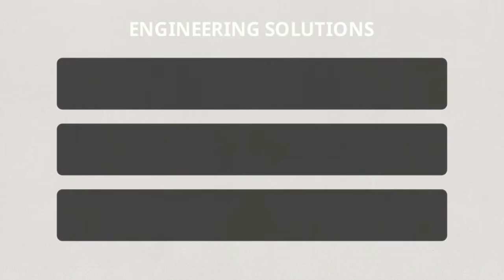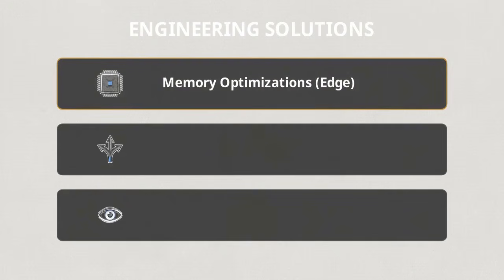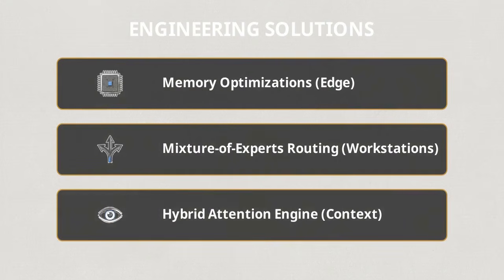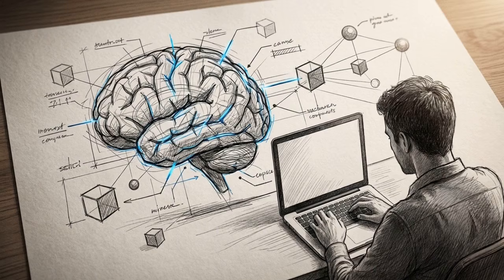To understand how these models function on their respective hardware, we need to examine three specific engineering solutions: the memory optimizations in the edge models, the mixture of experts routing for workstations, and the hybrid attention engine driving the 256,000 token context window. Gemma 4 is an architectural pivot. By tailoring these network topologies to bypass physical memory bottlenecks, DeepMind is targeting the execution of local workflows that were previously restricted to cloud-based servers.